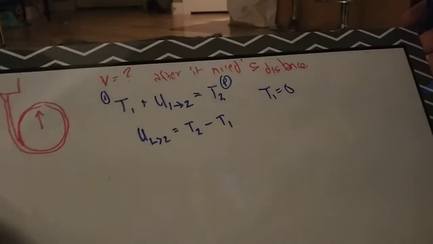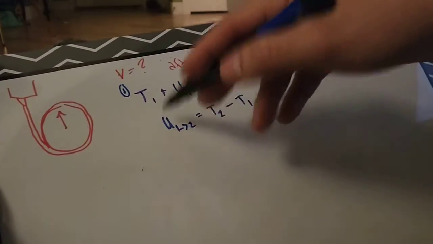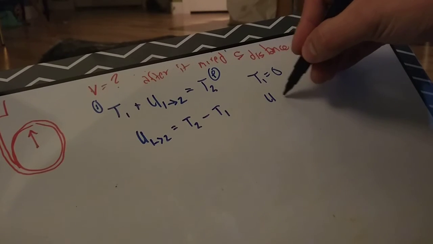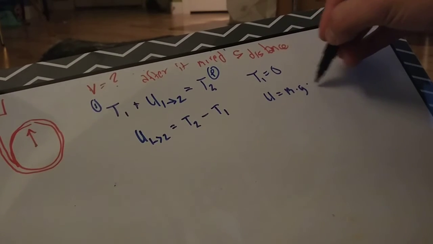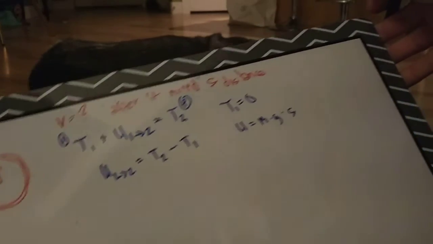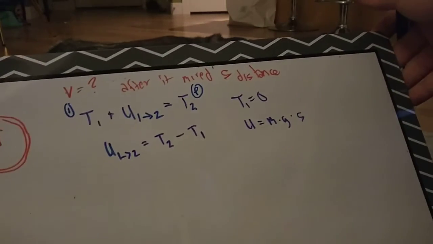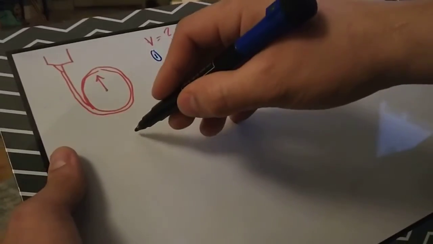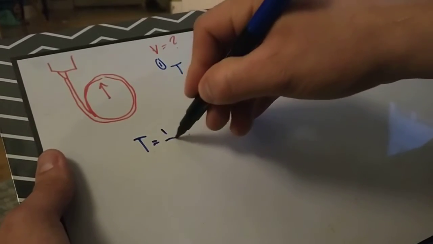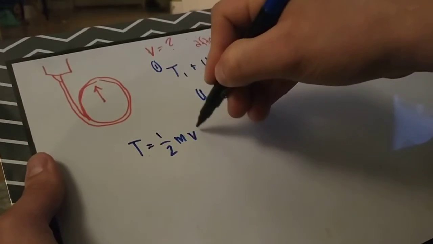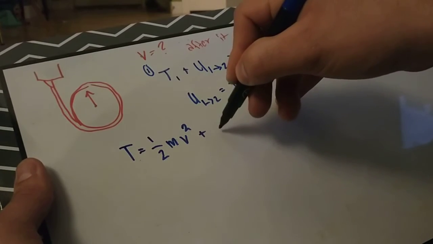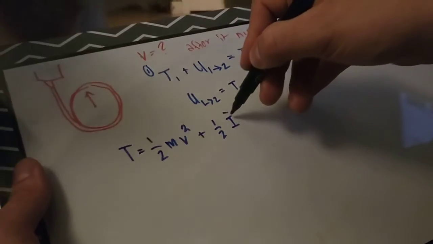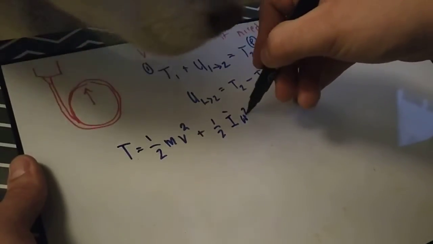So T1 equals 0. And we know that this is essentially, much like potential energy, going to equal the mass times gravity times the displacement. So the external forces on the system. Okay. What is T equal? T is equal to 1/2 mass times velocity squared plus 1/2 times the mass moment of inertia times the angular velocity squared.